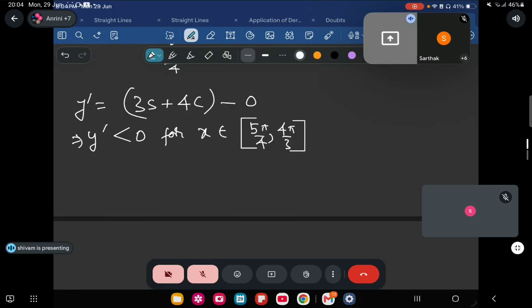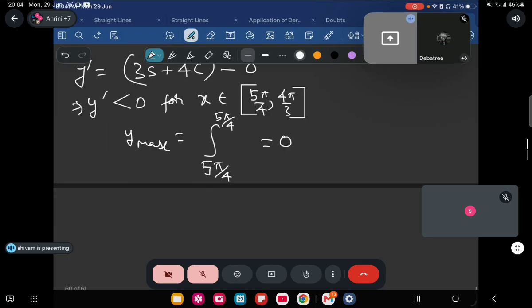Okay, so it's a decreasing function. So the maximum value will be at the minimum point and minimum value will be at the maximum point, right? So what is y max? Y max will be equal to integral from 5 pi by 4 to 5 pi by 4. Can you see upper and lower limit is same? So this value will be equal to what? Tell me. Upper and lower, 0. 0.